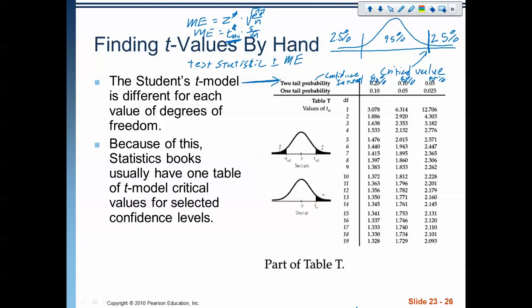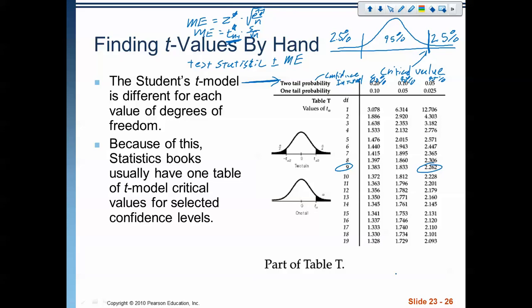And so all you need to do to find that critical T value, if you're using a T table, is go to the confidence that you're at, and then go down on this table until you get to the number of degrees of freedom you have. So let's say our sample size was 10. That means our degrees of freedom was 9. And so the critical T value would be 2.262.